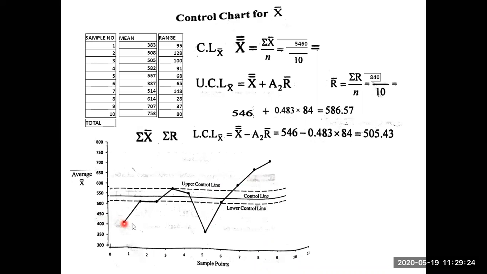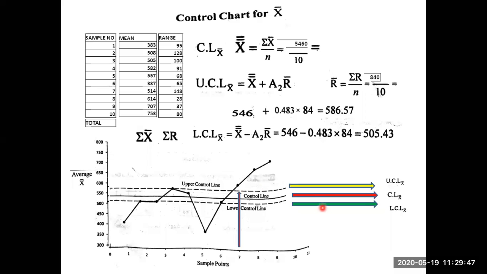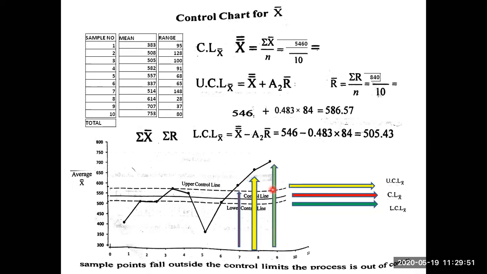So here some samples are outside the upper control line and lower control line. Now at that particular sample, you have to analyze what happened, and again you have to construct a control chart. Okay, this is the upper control line. This you call the control line, upper control line and lower control line. So this is out of control. This is also out of control. Sample points fall outside the control limits, therefore the process is out of control.